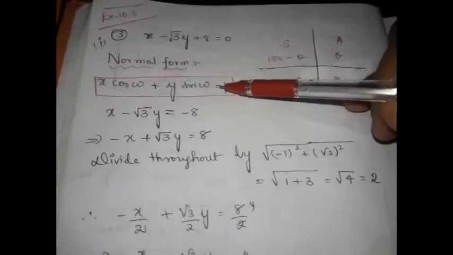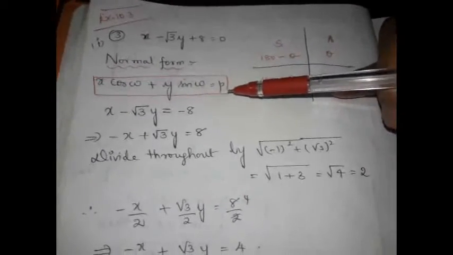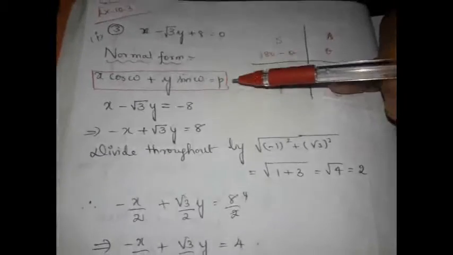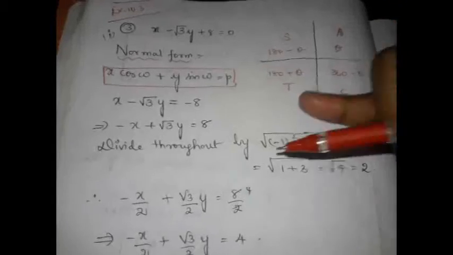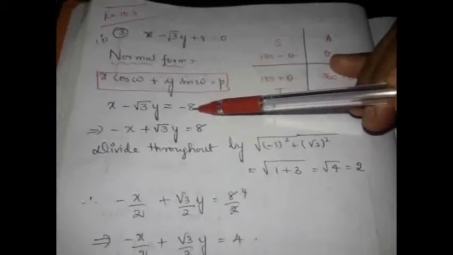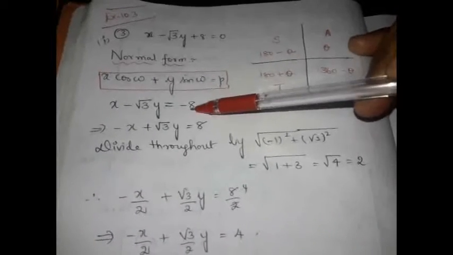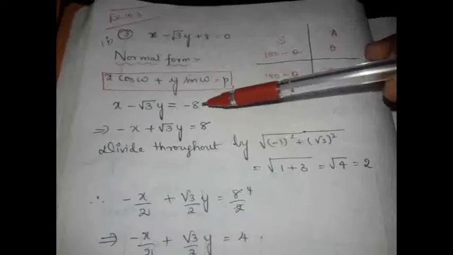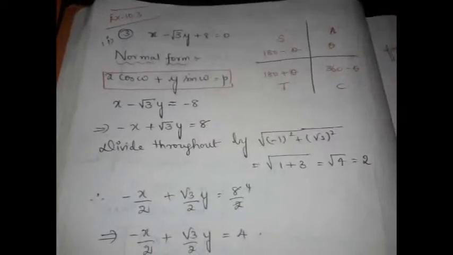We need the constant on the other side, and p denotes the perpendicular distance, and hence it should be positive only. The perpendicular distance will be positive. Distance cannot be negative. So our first step is to bring the constant to the other side of the equation. So we got x minus root 3y equal to minus 8, but it is negative. We know p should be positive. So divide throughout by minus 1. So it will become minus x plus root 3y equal to 8.